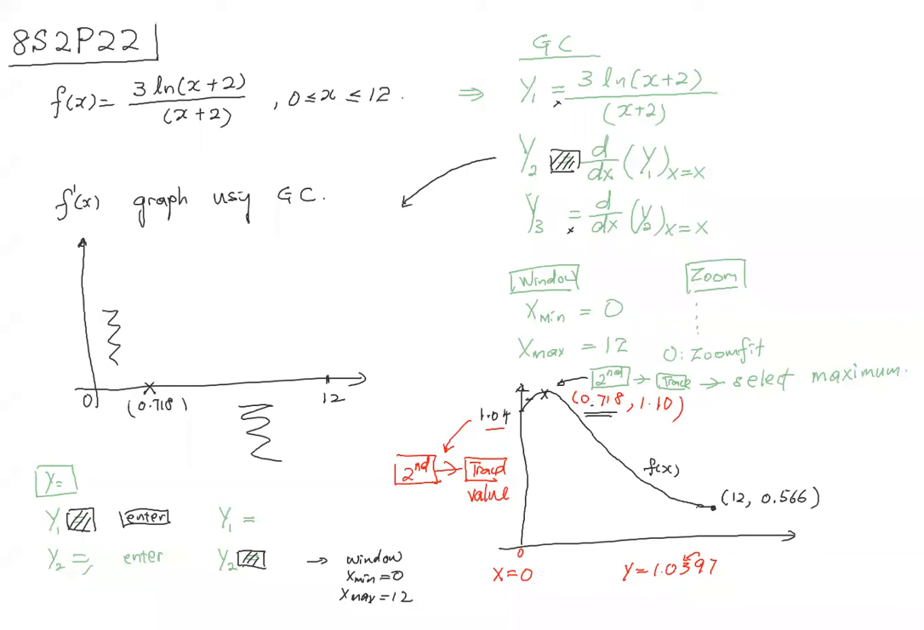Everything now, I just want y2. That is my f prime x. So I don't want to confuse myself. You understand or not? You just go graph by graph. You don't put everything together. You get very confused.